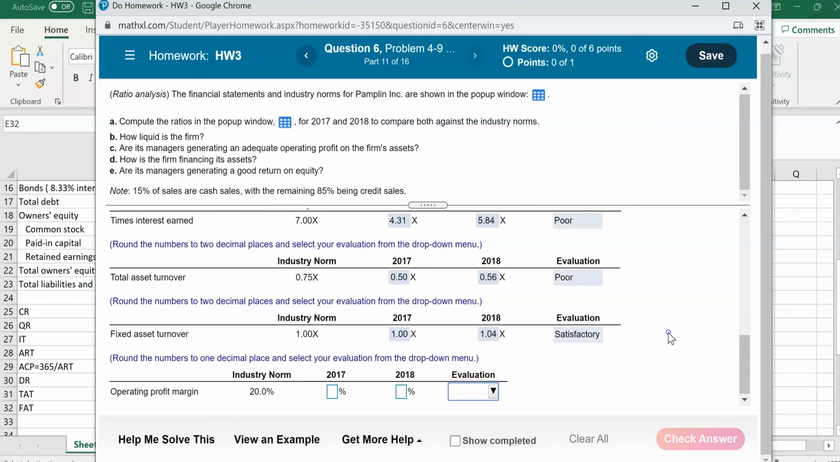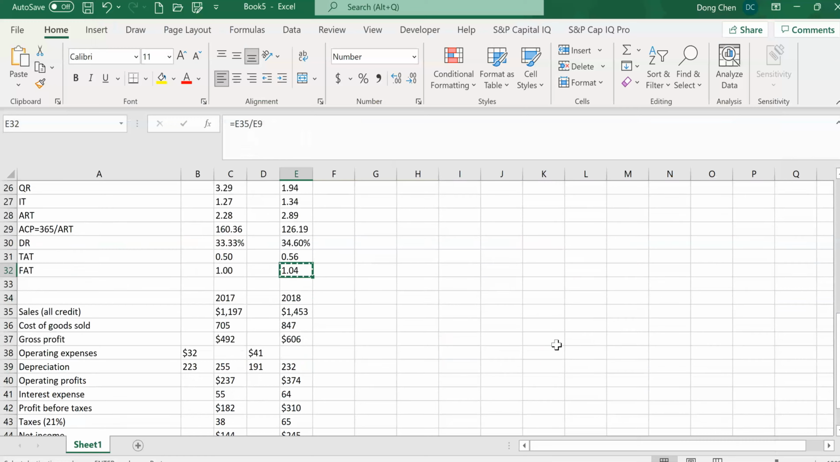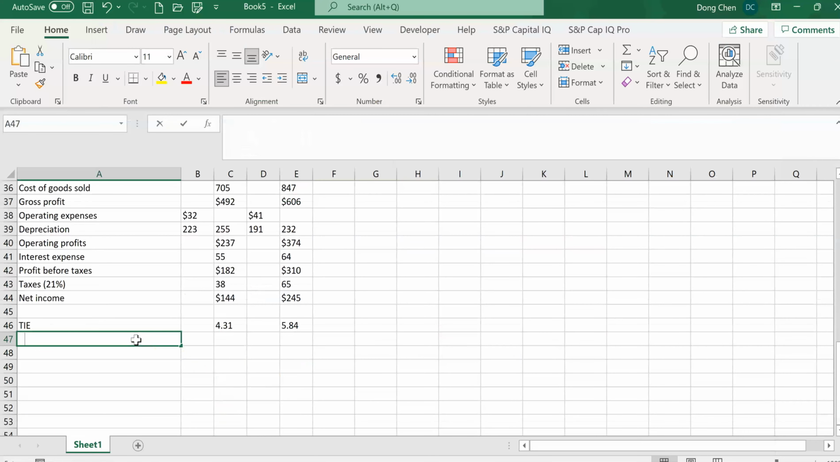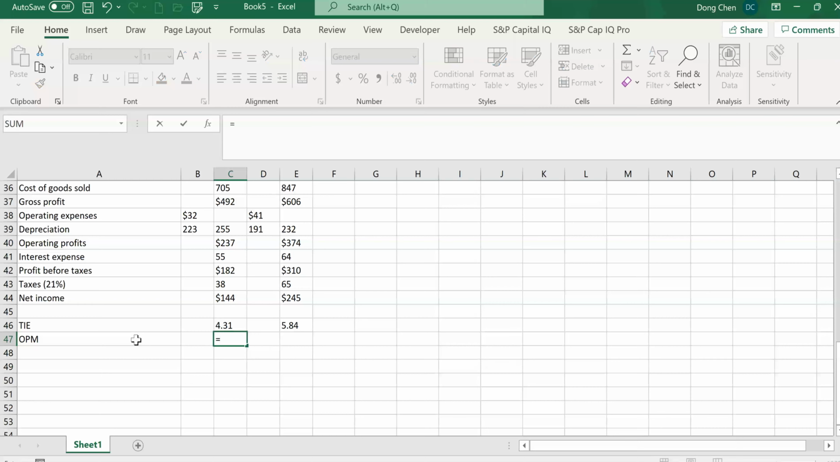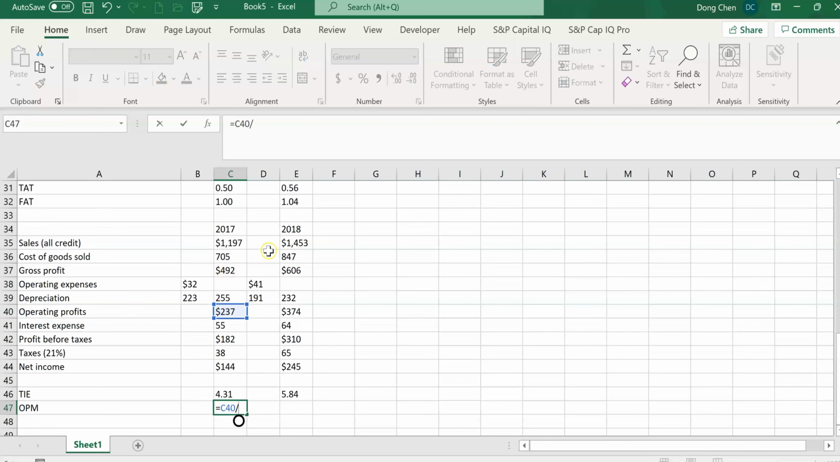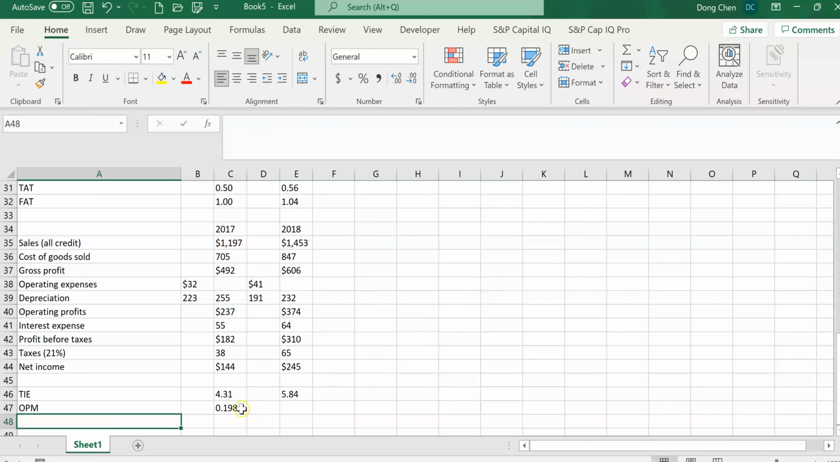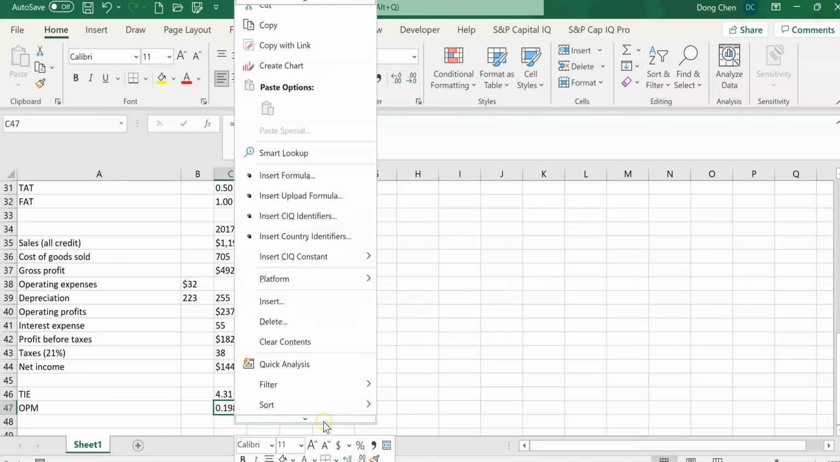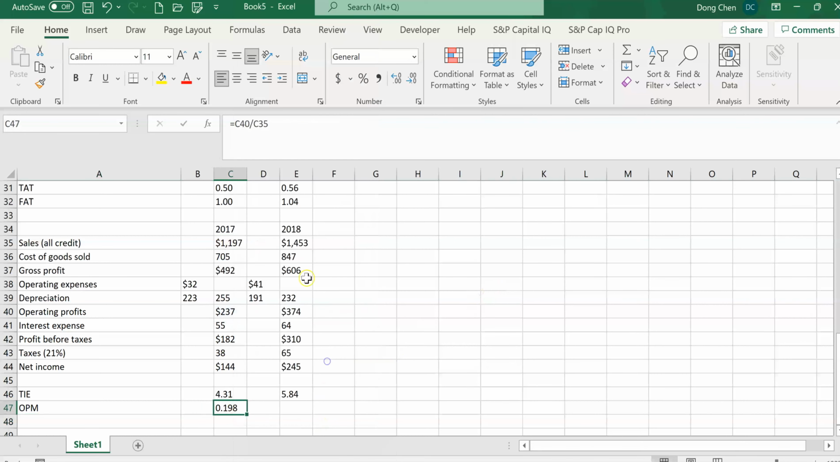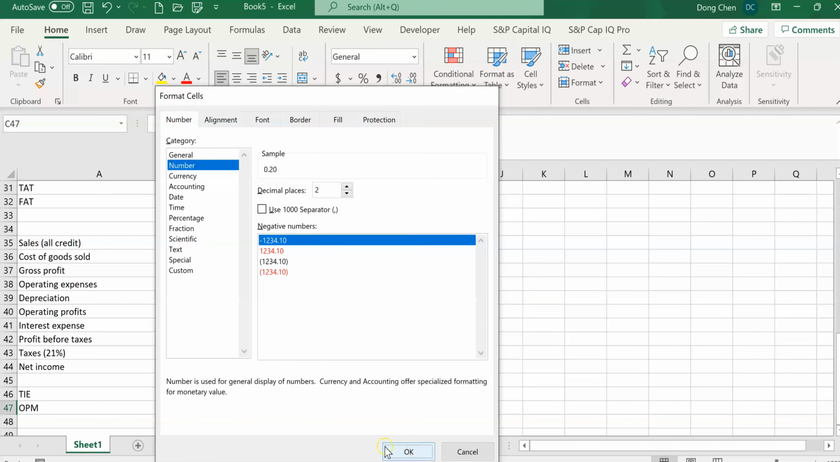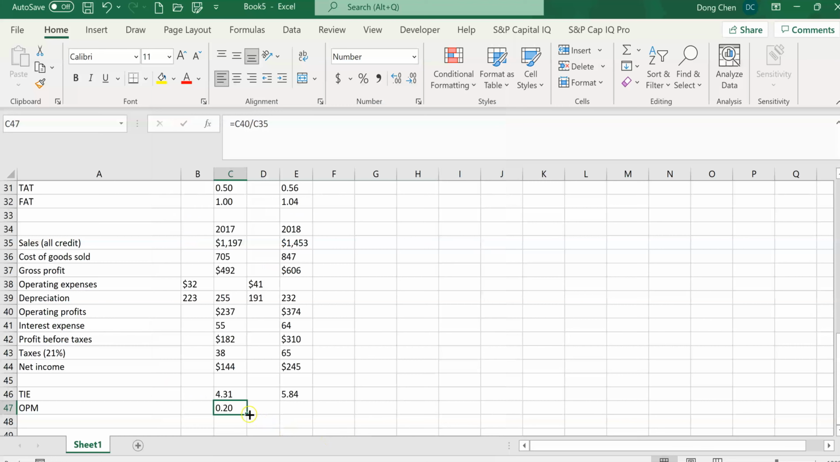Okay, so operating profit margin. Operating profit margin is defined to be operating profit divided by sales, right? This is telling us for each dollar of sales, how much operating profit is generated. Again, I guess we also need to keep this to two decimal places, drag to the other cell, and then copy this number back.